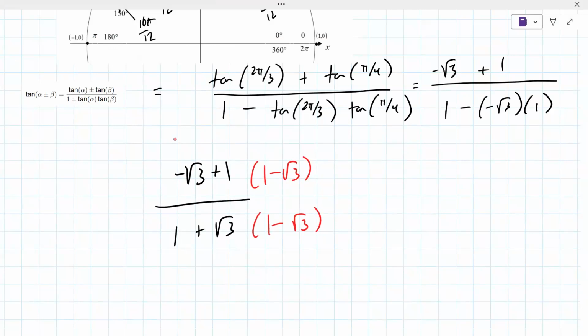Hold on. Sorry, I just wrote it differently, but I think it's the same one. So that turns into 1. Oh, yeah, plus the square root of 3. Okay, I see what you're going for.